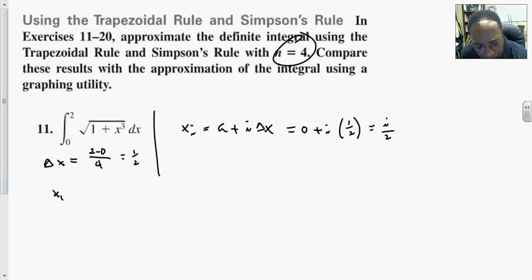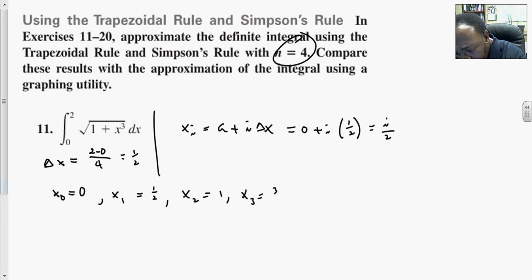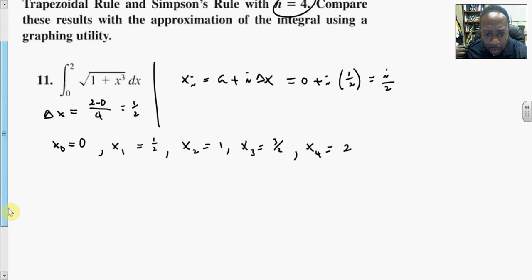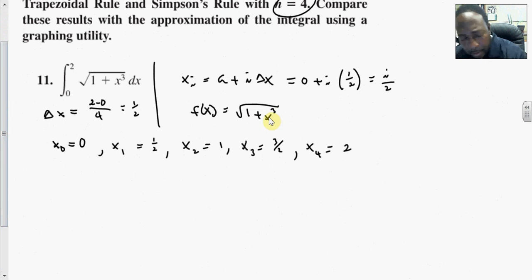Okay. Anyway, let's look at this. So x naught, and the same partition from before. So x naught, where i is 0, we get 0. X sub 1 is 1/2. X sub 2 is 2 over 2, we get 1. X sub 3, 3/2. And then x sub 4 is 4 divided by 2, we get 2. Now the function f of x is the square root of 1 plus x to the third.